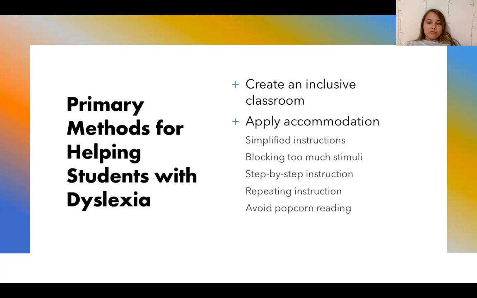Another one would be avoiding popcorn reading or any moment where a child has to read in front of the whole class. Definitely unexpected. I'm going to be a future teacher myself, and I'm 21 years old. I would rather not ever read randomly in front of a class, even now. So I can't imagine how a student with dyslexia would feel. That would definitely be a lot of anxiety for them. So avoiding that would be key.